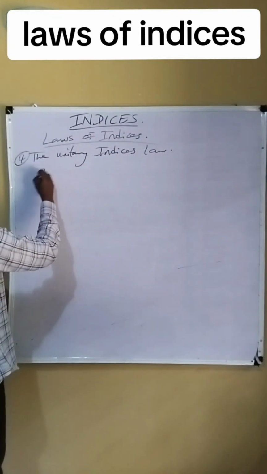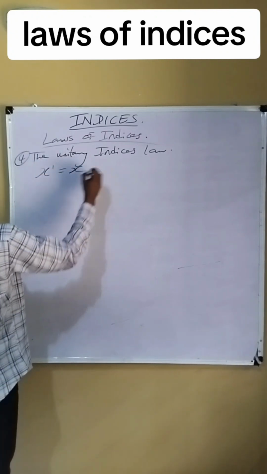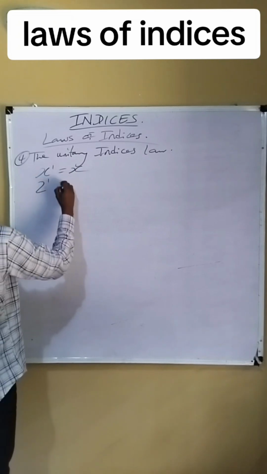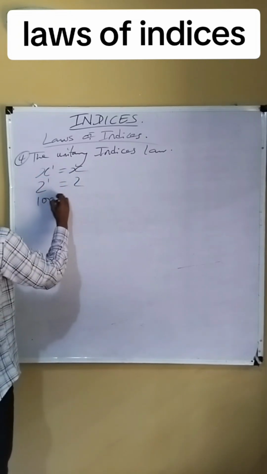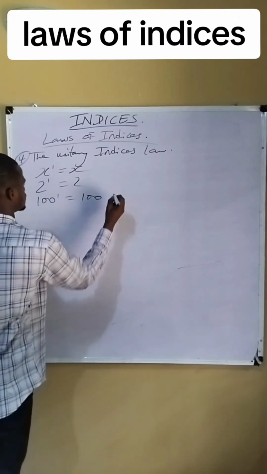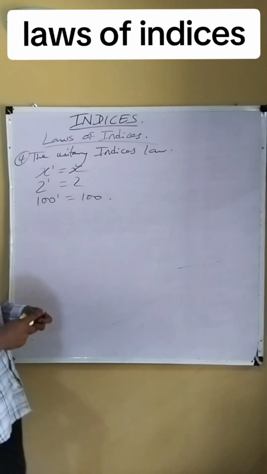If you have s raised to the power of 1, it will give us what? S. 2 raised to the power of 1 will give us what? 2. 100 raised to the power of 1 will be equal to what? 100. That's what this unitary law is all about.